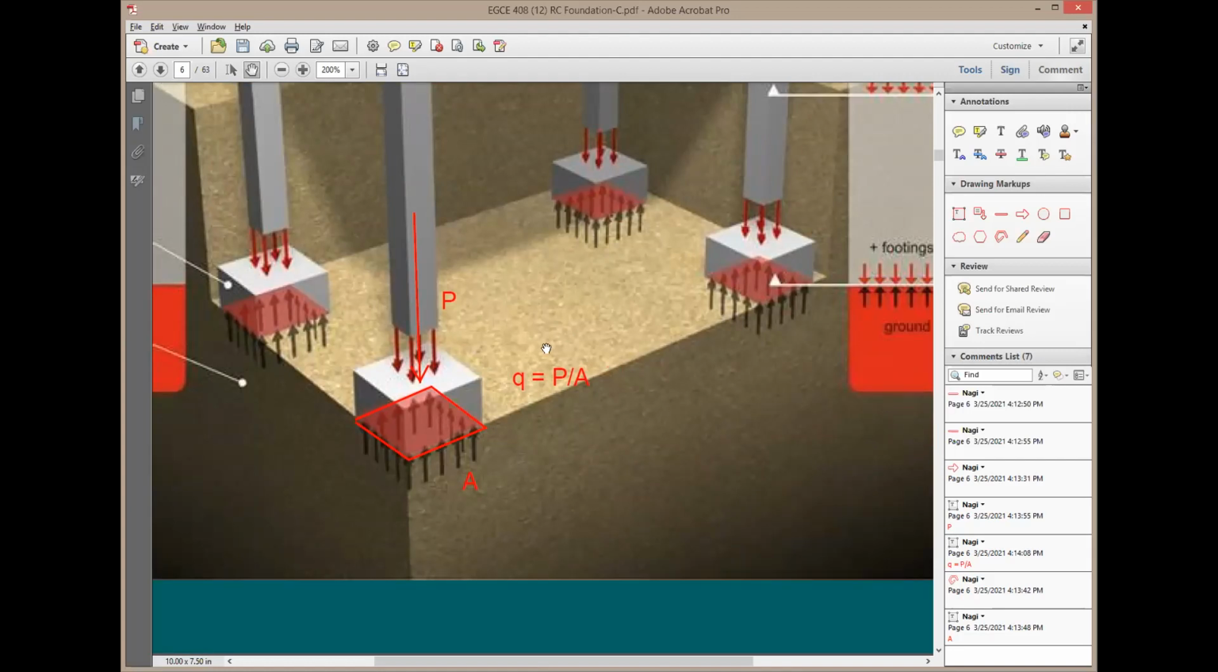This Q, which is P over A, is not a soil property. This is actually an actual stress right below the footing. We have another value that we call Q allowable, which is going to be the allowable soil bearing pressure. This is going to be one of the soil properties. So you need to understand the difference between the two. This Q is going to be based on demand, so this is going to be like demand pressure. The Q allowable is going to be the allowable pressure.